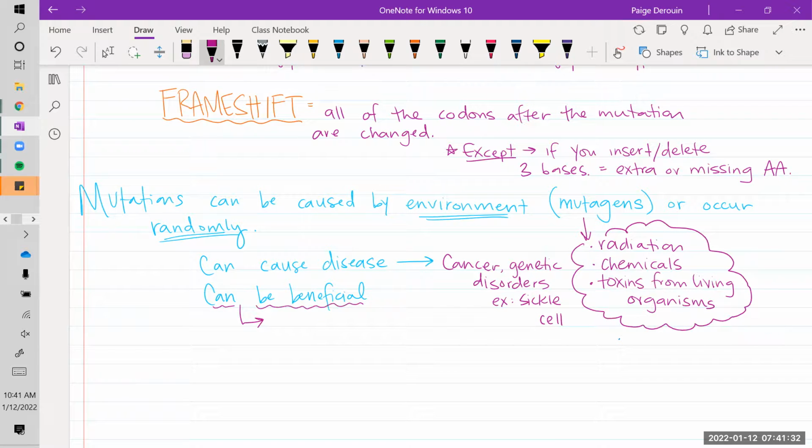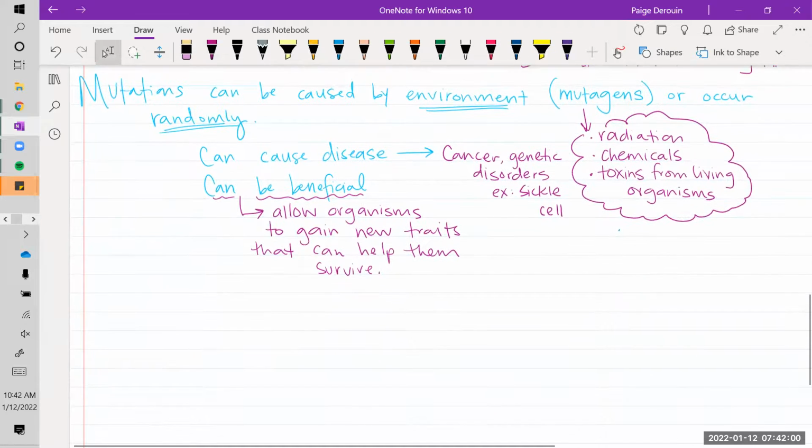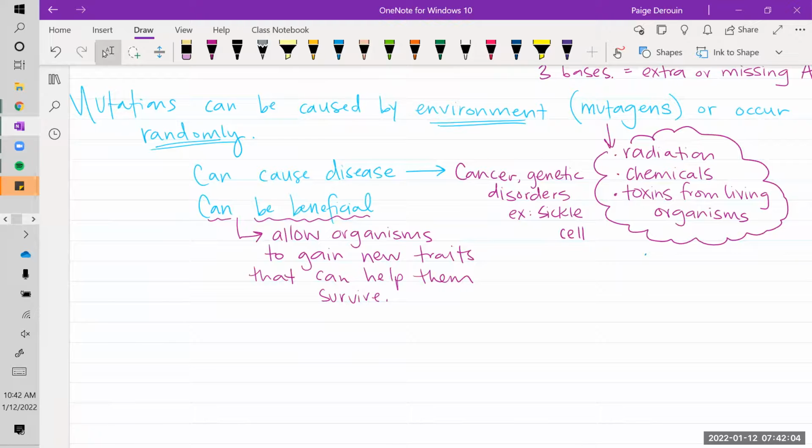Yeah. So an example of random mutations, especially being beneficial, is allow organisms to gain new traits that can help them survive. And we'll talk about this more when we get to evolution, but one example of this is, let's say there's like a bunch of rabbits and they live in Siberia and it's very cold and very snowy, okay? And then there's a mutation in one rabbit when it's like developing, like it doesn't mutate during its life, it's like born this way. It's born albino, so it has no color to its skin at all.